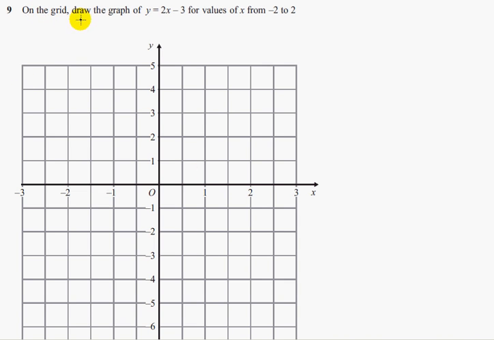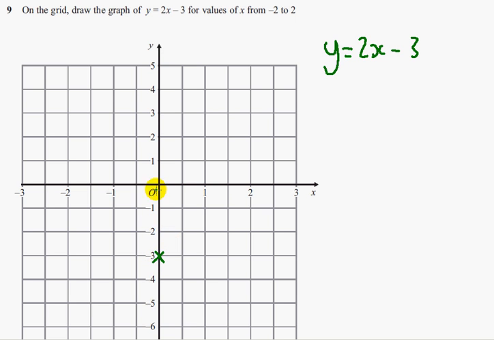Question 9. On the grid, draw the graph of y equals 2x minus 3 for the values of x from minus 2 to 2. So, I've got the equation of a line, y equals 2x minus 3, and the 2 is the gradient to show us how steep it is, and this is the y-intercept of minus 3. So already I know my straight line is going to cross at minus 3 here.